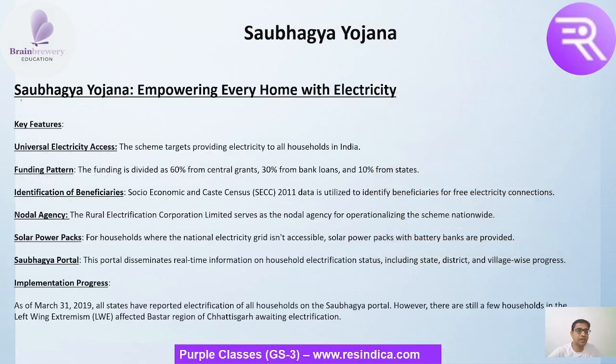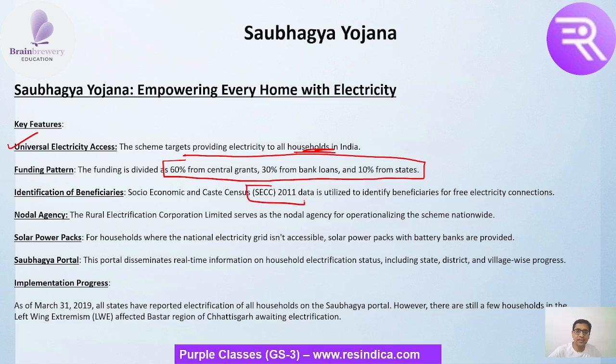So here the key feature is universal access. All households will be getting it. Okay, funding will be divided 60% central, 30% bank loan and 10% from the state. This funding will be decided. Socio-economic caste census of 2011 will be utilized for finding out the beneficiaries, and Rural Electrification Corporation, that is REC, will be the nodal agency for this whole purpose.